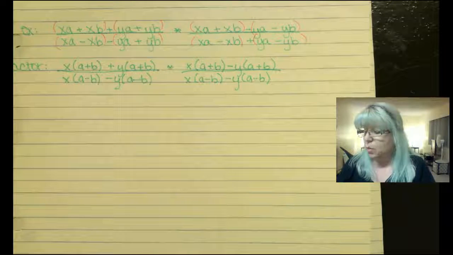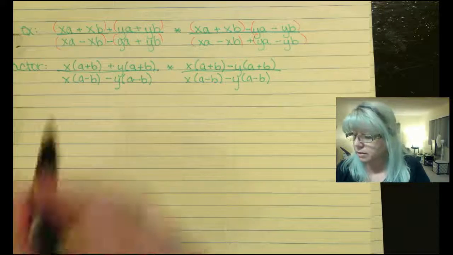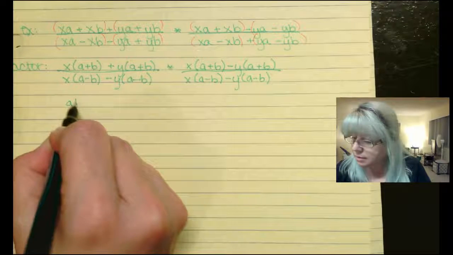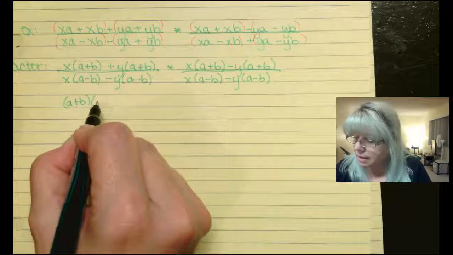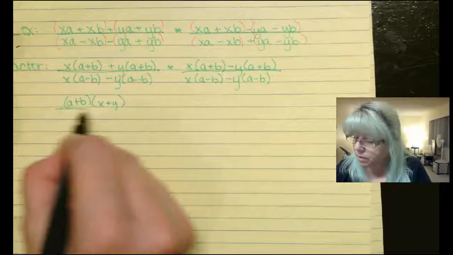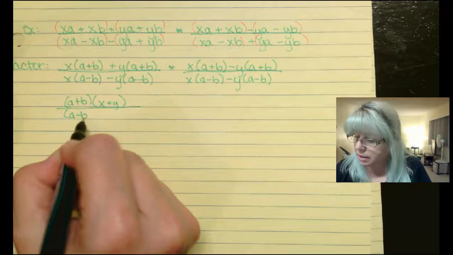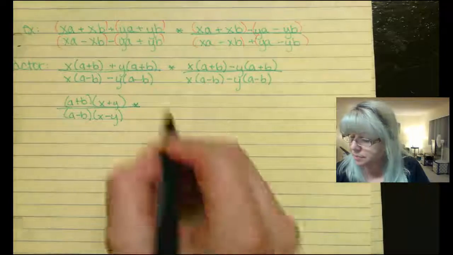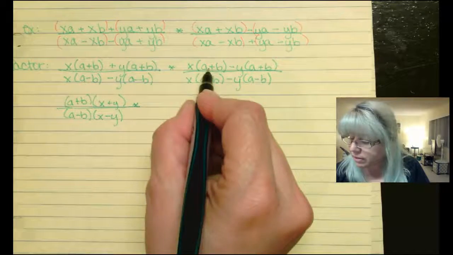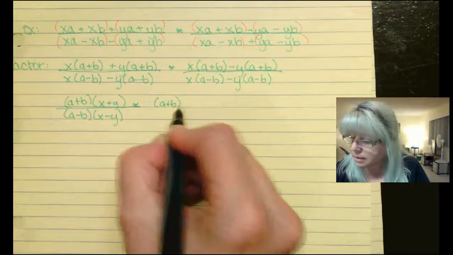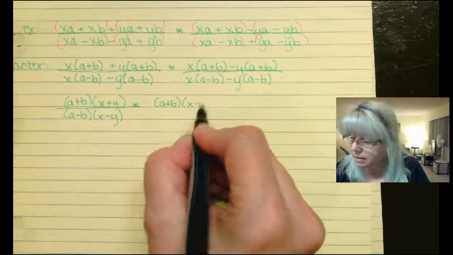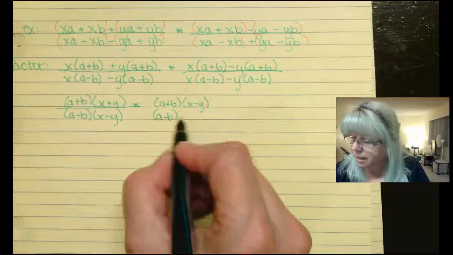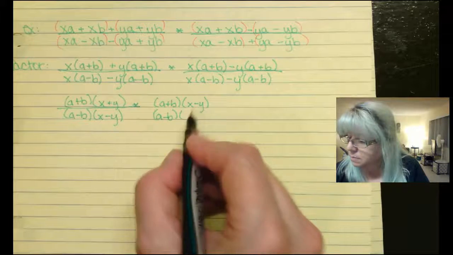All right, one more step to factoring. x plus y, let's factor out this a plus b. x plus y, all over a minus b, x minus y, times x minus y, or let's factor out the a plus b and the x minus y. Factor out the a minus b, leaving behind x minus y.